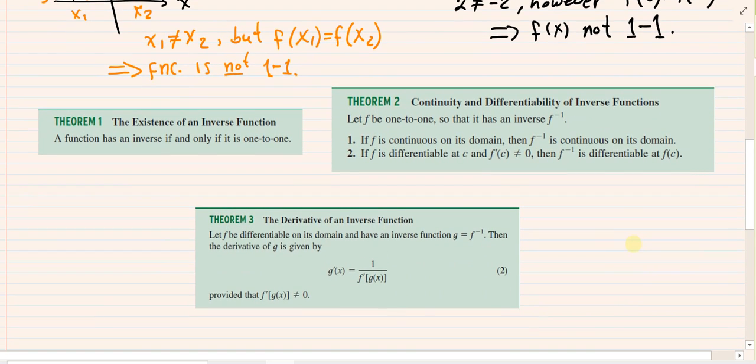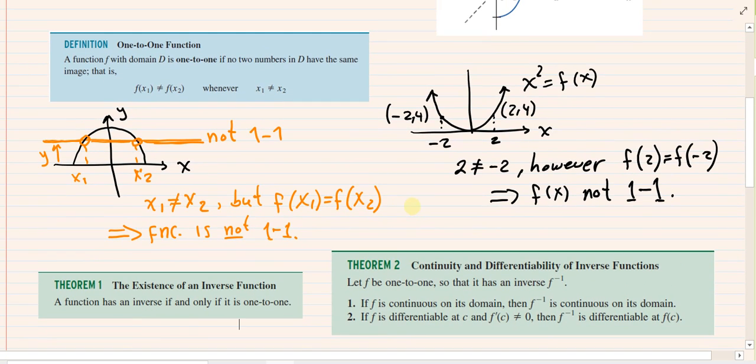Next, we have these theorems. Theorem 1, existence of an inverse function: a function has an inverse if and only if it is a one-to-one function. That's the prerequisite. If a function is not one-to-one, it will not have an inverse. And you can see that here with my made-up example too.